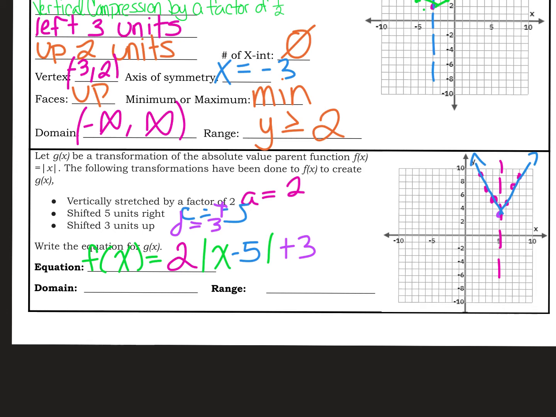We can then go in and connect our dots to show us our graph. We know it has a minimum because our graph is opening up, which tells us our y values have to be bigger than or equal to 3. Our domain, it's got those arrows, so it's going to be x is an element of all real numbers.